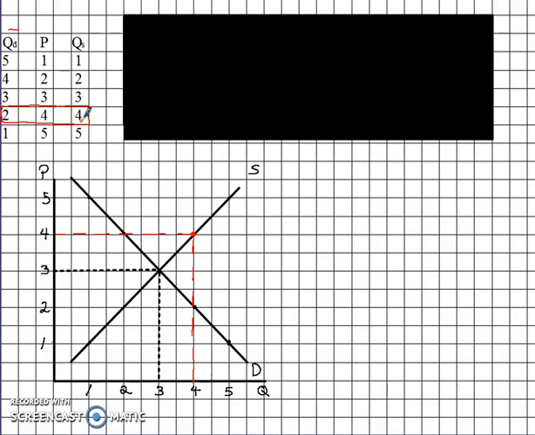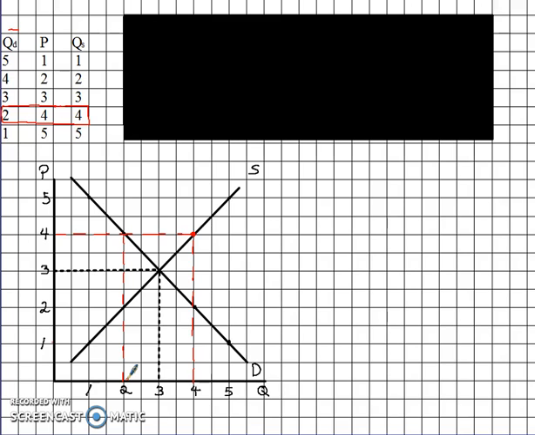Now, at the same time, when the price is $4, come across, hit the demand curve, and come down. When the price is $4, consumers only want to buy 2 units of the good. So, okay, that's consistent with this right here. When the price is $4, producers bring 4 units of the good to market, and consumers only want to buy 2 units of the good. Well, let's find that down here. When the price is $4, producers are willing to bring 4 units of the good to market, but consumers only want 2 units of the good.